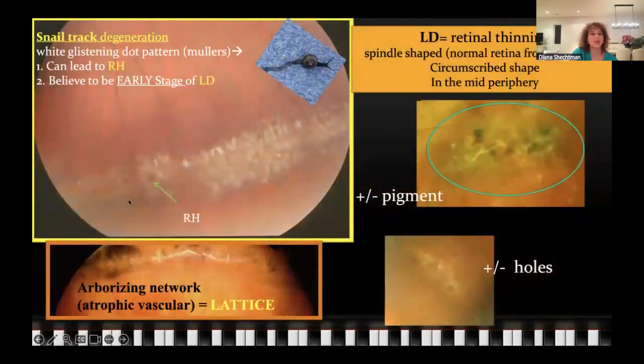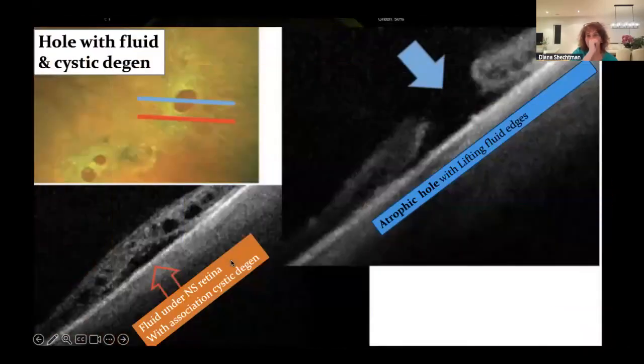Again, this is a snail tracking. As you can see, it looks like a track from a snail. There's a small area of hole. This is a predisposition to lattice in itself, which can have pigments. They can have holes in the area. And oftentimes you'll see the sclerotic vessels surrounding the area above it.